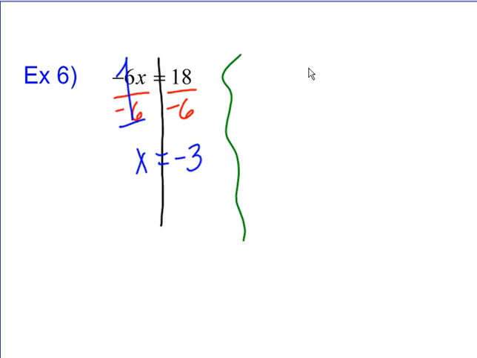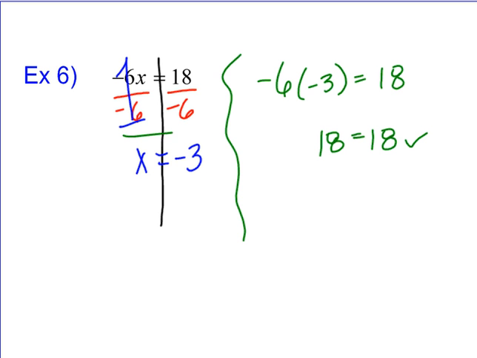Check our solution. 6 times negative 3 equals 18. Excuse me, that's negative 6 times negative 3. It's our original problem. Two negatives do make a positive when we multiply, and 6 times 3 is 18. So our answer is x equals negative 3.